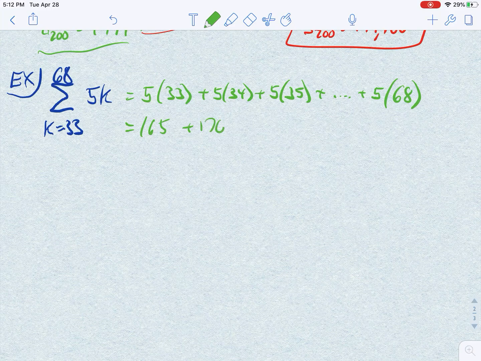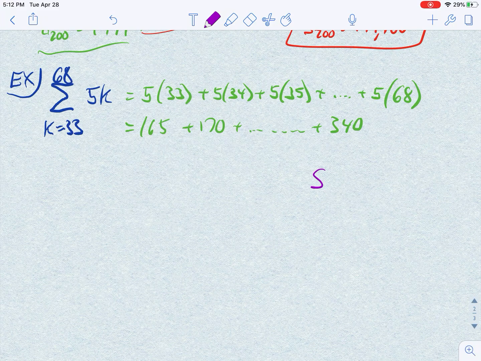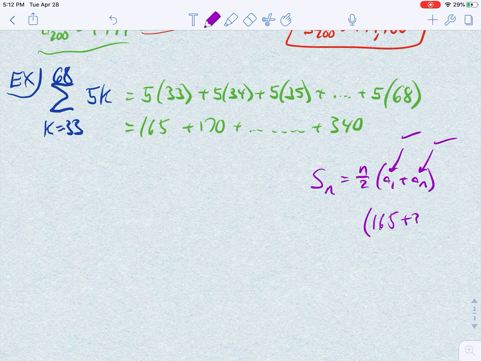So let's see. The first term would be 5 times 33. Put a plus sign. 5 times the next number, which is 34. Put a plus sign. 5 times the next number, which is 35. Put a plus sign. That's getting old. Let's just do the last one, which is 5 times 68. Simplify these. This is 165. This is 170. I don't care what that is. And the last one is 340.